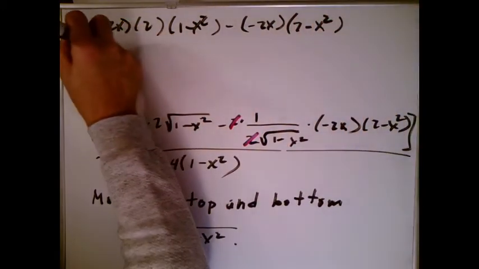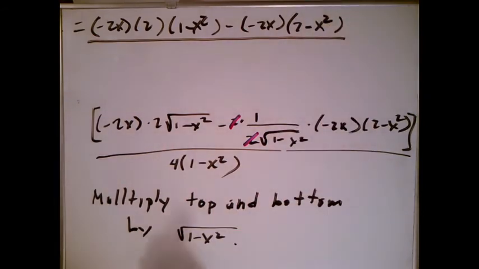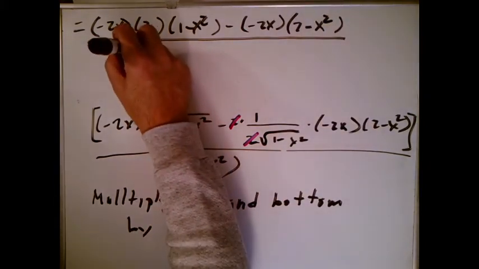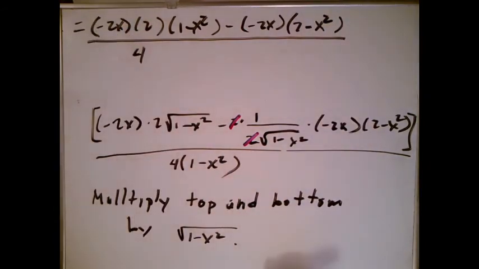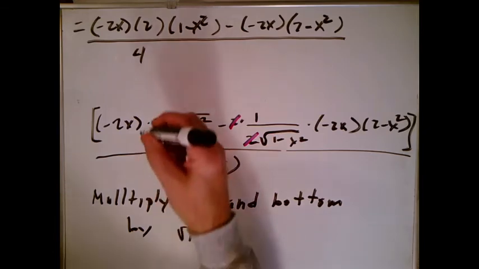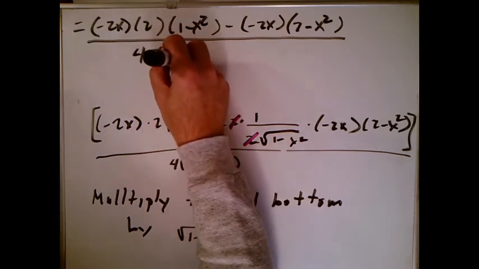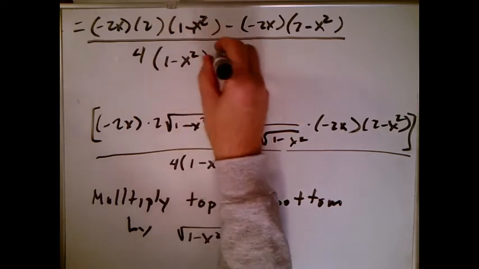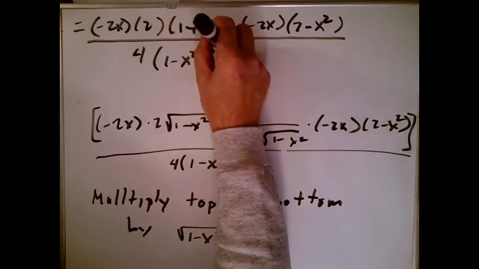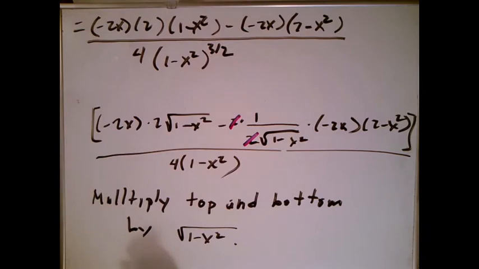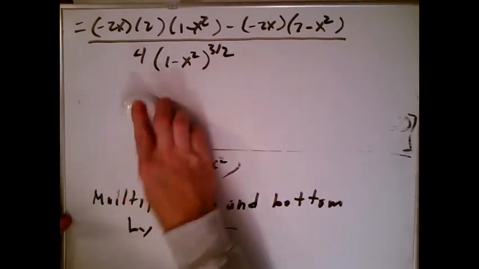Now how bad does the bottom get? Well, the 4 is still there. Now when I take 1 minus x squared to the first and multiply it by 1 minus x squared to the half, what I'm going to get right here is 1 minus x squared to the 3 halves. So this just got a whole lot better.